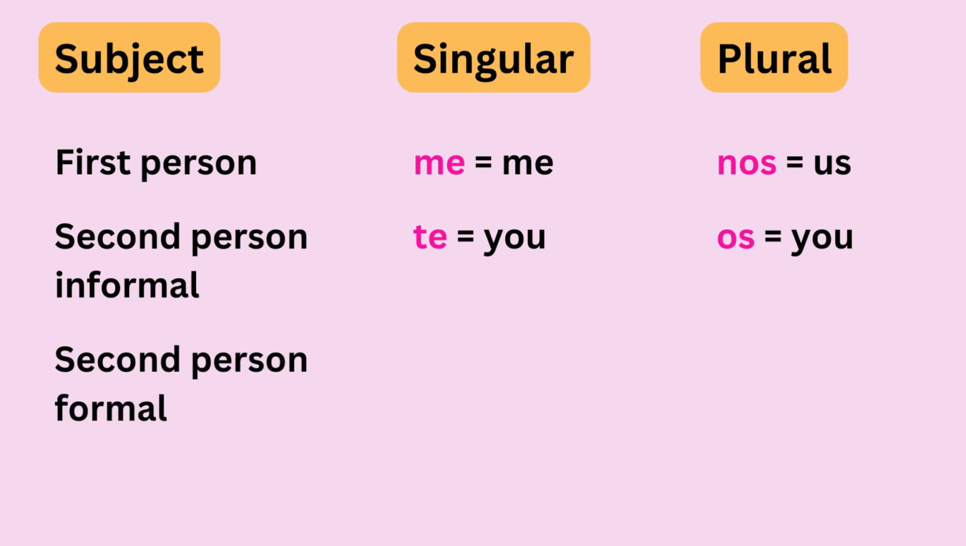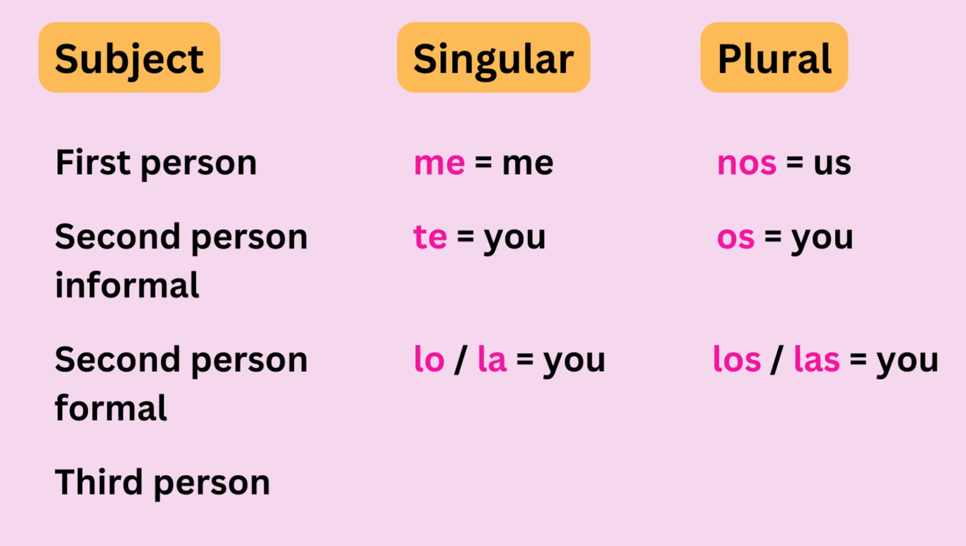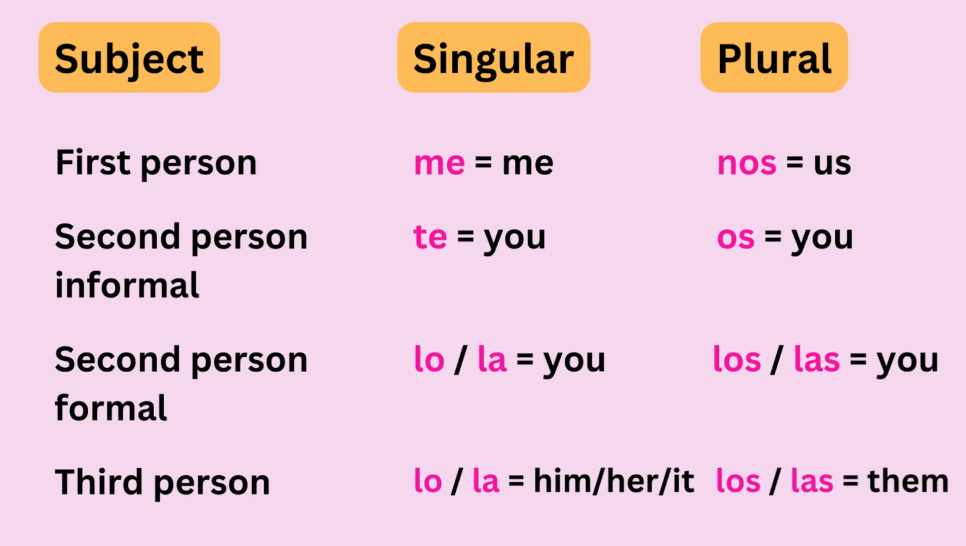Second person singular formal, lo or la, depending on the gender. This is the formal you. Second person plural formal and informal, los or las, depending on the gender. This is also translated as you, used for multiple people. Let's remember that in Latin America we use only this form when addressing multiple people. Third person singular, lo or la, again depending on the gender. This can mean him, her, or it. Third person plural, los or las, which means them.